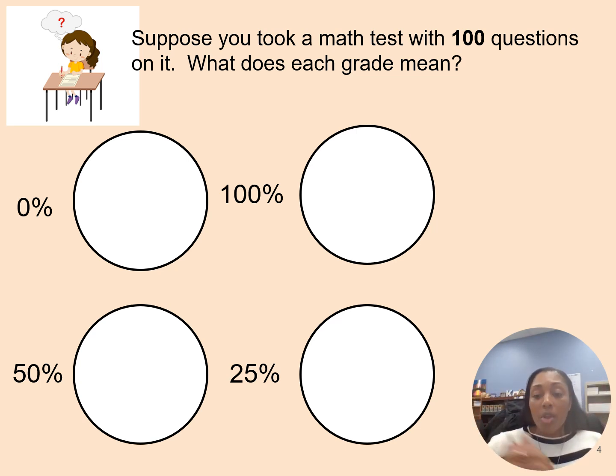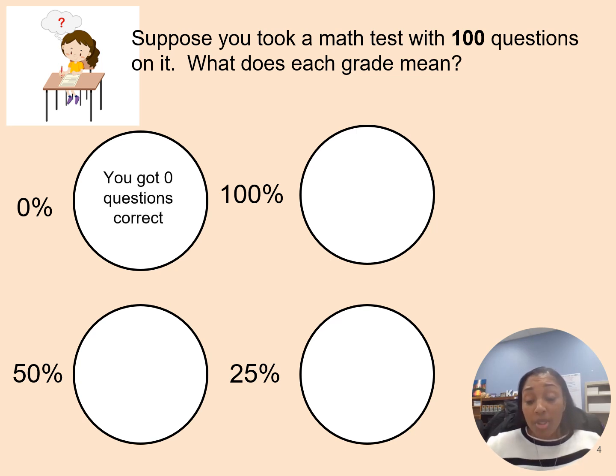So you guys are all familiar with tests, right? So suppose you took a math test and that test had 100 questions on it. What does each grade mean? So let's say you are a student and you got a 0%. Well, that actually means you got 0 questions correct. So 0% means none. But let's say you got a 100%. Well, 100% means that you got all 100 questions correct.